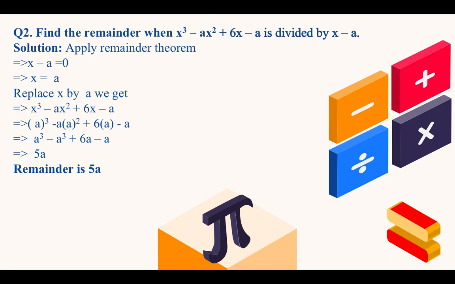We'll replace x by a and we get, instead of x cube, a cube, minus a x square. So again for x, I will write a, plus 6x. Again for x, I will replace it by a, and minus a. Now I will solve: a cube minus a square into a will be again a cube. So it's minus a cube plus 6a and minus a. So the answer I am left with is 5a. So this is my remainder.